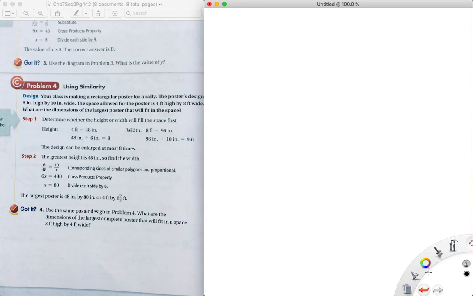Alright, so we have a poster design, and I guess we're supposed to fill up a wall of posters to sort of fill up the wall proportionally. Our poster dimensions are 6 inches by 10 inches. And it's 6 inches height and 10 inches width.